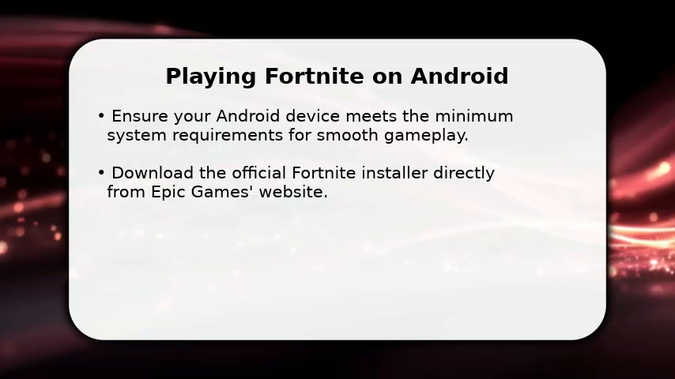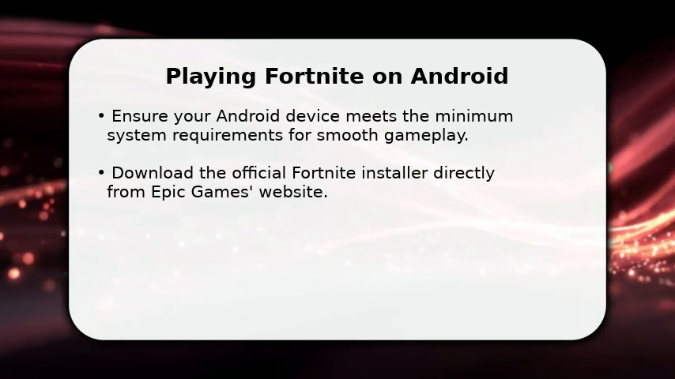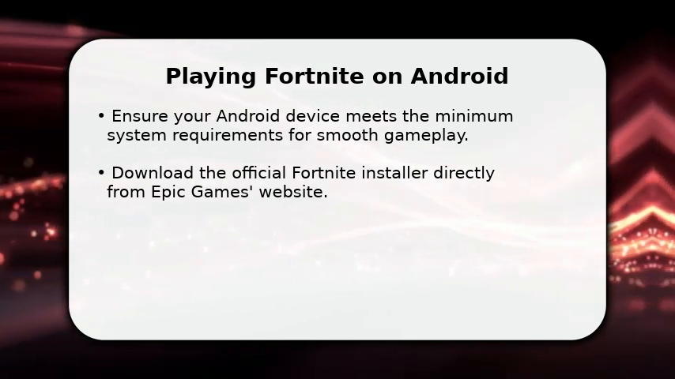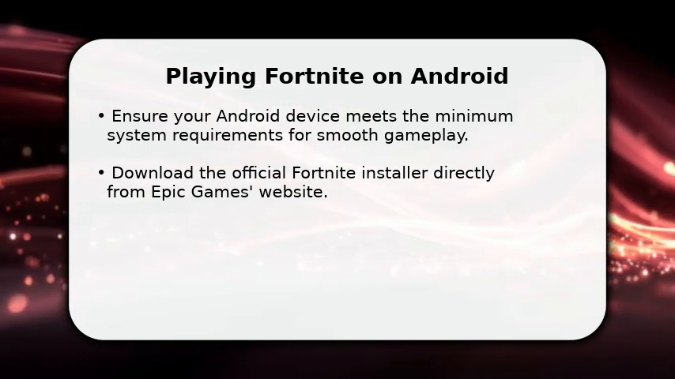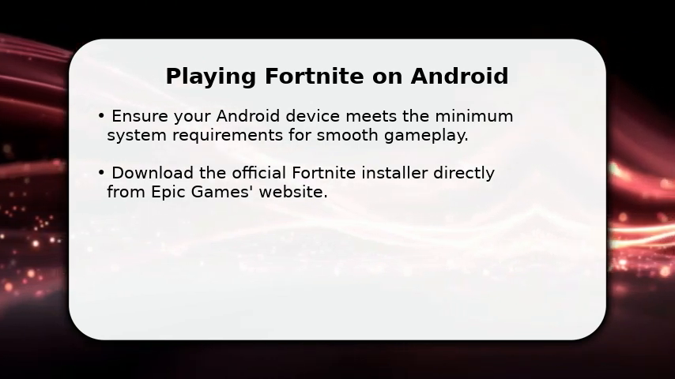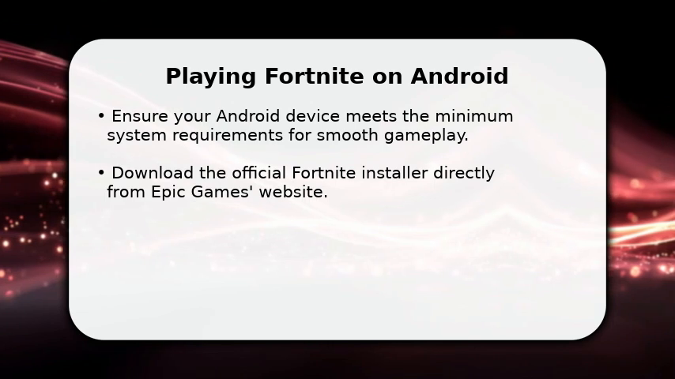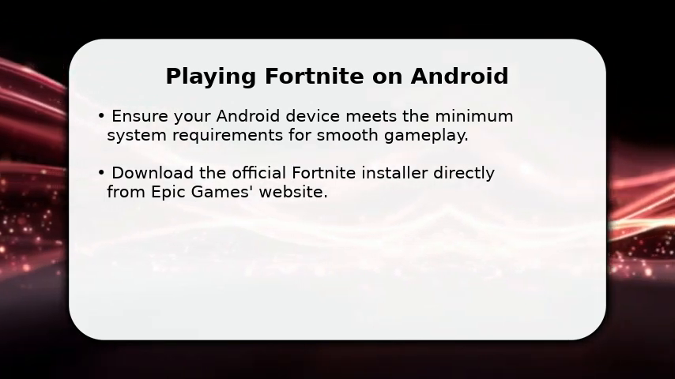In this video, I will explain how to play Fortnite Mobile on Android. First, check your device's specifications. You'll need at least 4 GB of RAM and an Android operating system version 8.0 or higher for the best experience. Next, open your web browser and navigate to the official Epic Games website to begin the download process.